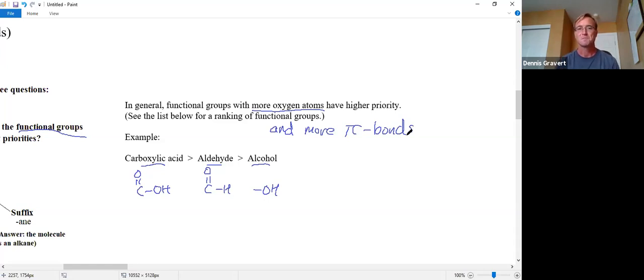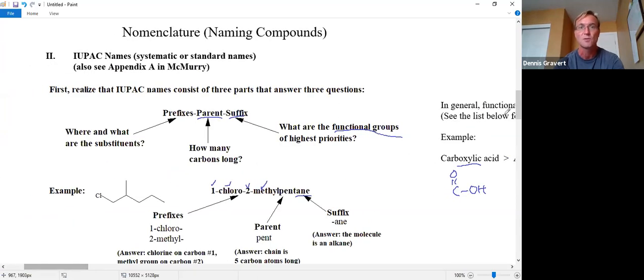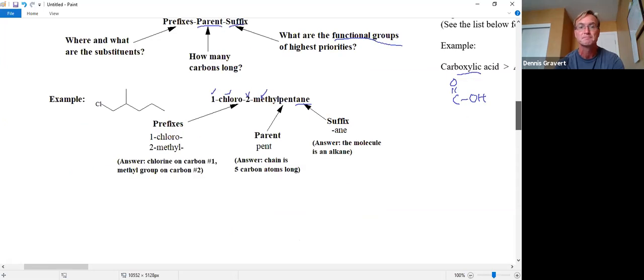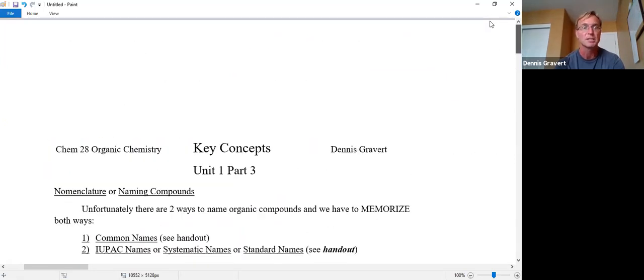Cool. Okay. Not necessarily something you have to memorize. Oh no, carboxylic acid, aldehyde, alcohol. No, just remember more oxygens, more pi bonds, and you'll just naturally arrive at the correct order. There are a couple of exceptions to that, but we'll deal with those when we have to. Okay. That's kind of the outline of the rules, not rules, the format of the name.